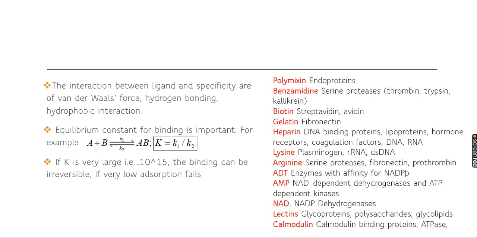Here we will be showing the different kinds of ligand molecules and the target molecules which they can bind. For example, polymyxin, if we are using it as a ligand, the endotoxin molecules can be separated. Similarly, biotin can be used for avidin and streptavidin compounds. Gelatin can be used for fibronectins. Lysine can be utilized for RNA or double-stranded DNA. And so on. There is actually a long list. Some are very specific. Some groups of compounds can be separated.